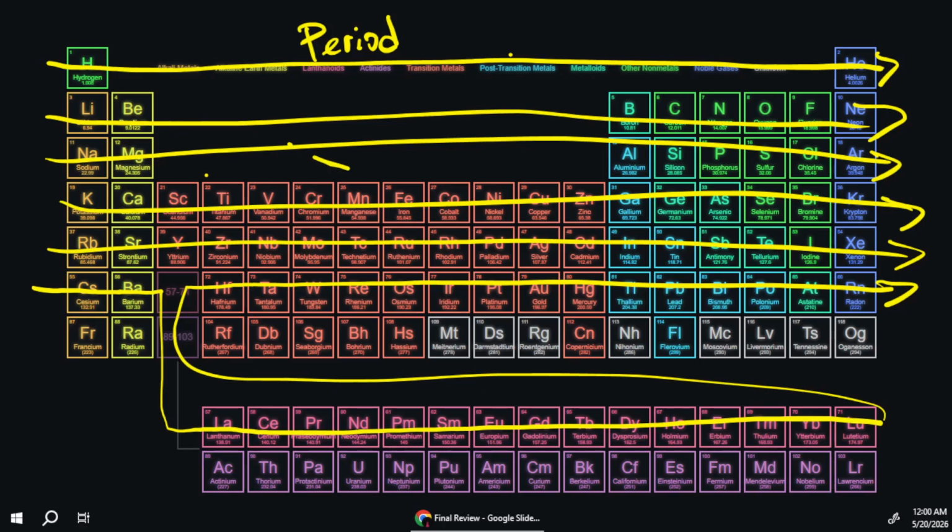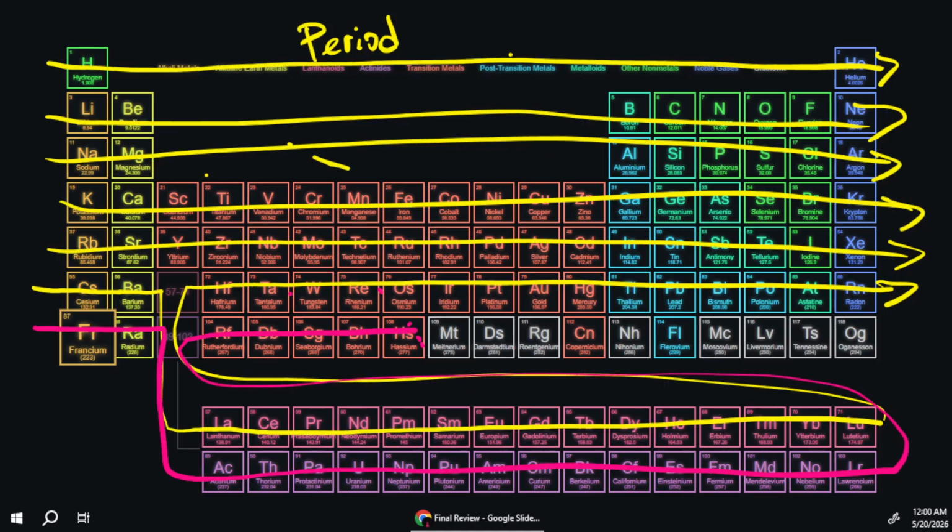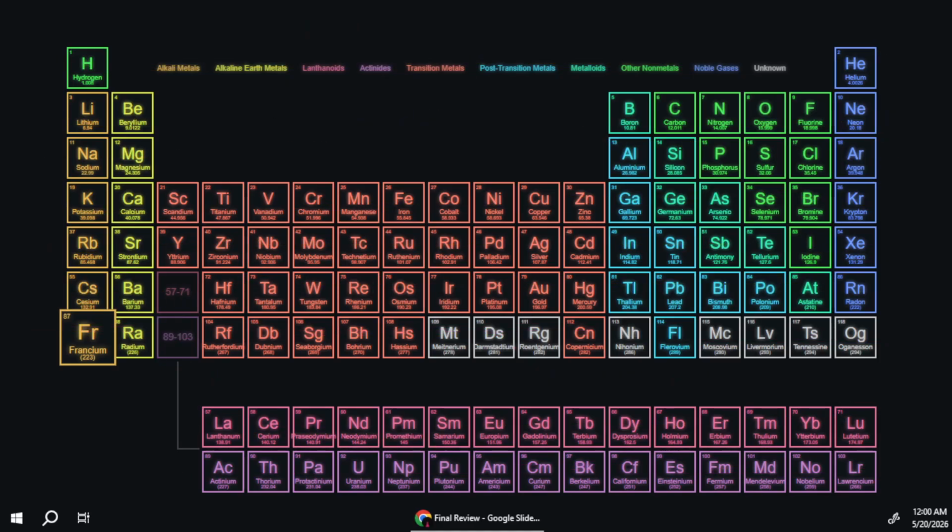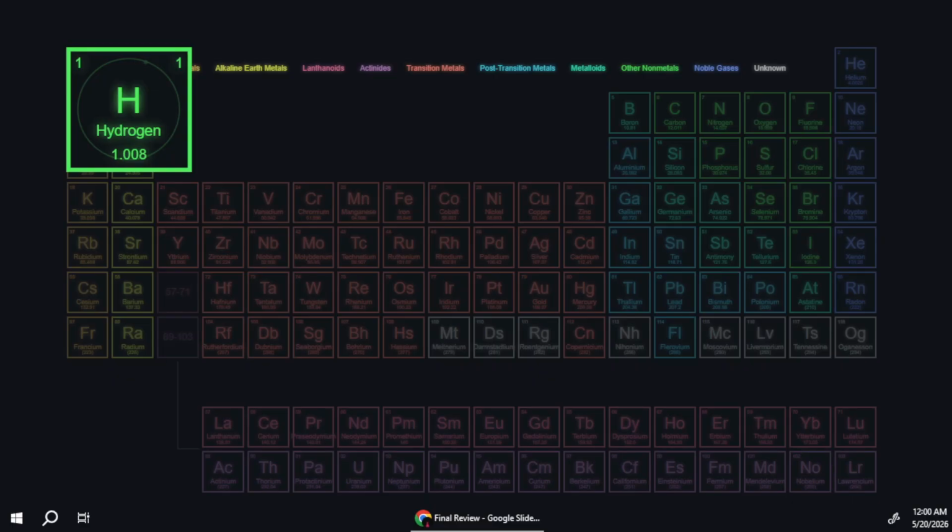Let me use a different color. It goes from here, and then it goes down to Ac all the way to the end, and then we'll come back to Rf through it. So we got 7 different periods. And the number of the period that the element is on will have the same number of energy levels. So for example, right here we have hydrogen. Hydrogen has a single energy level, just 1.